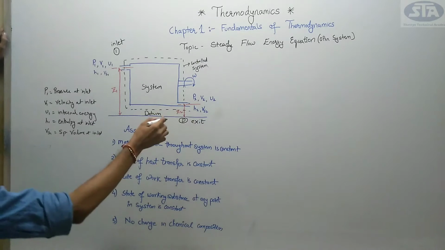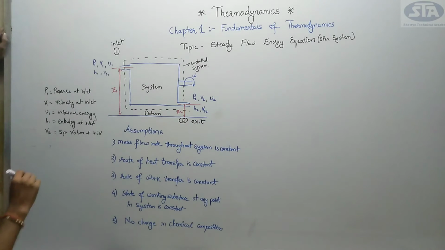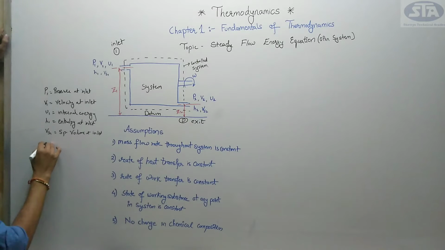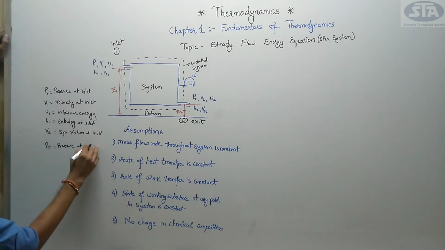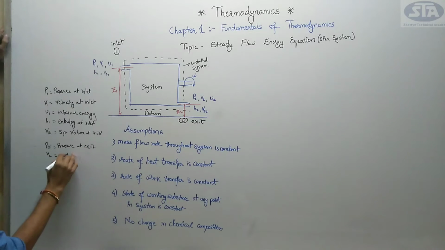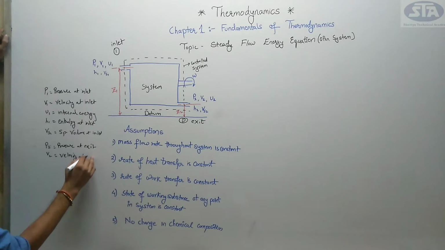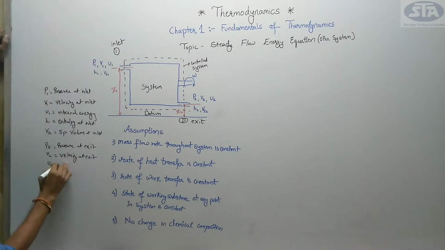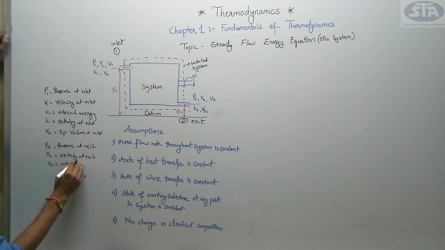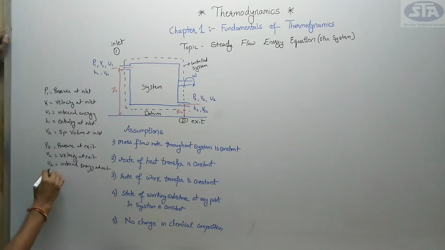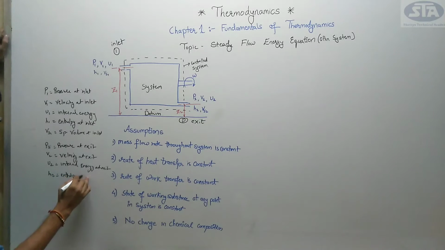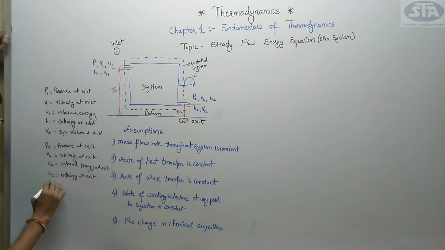Next, similarly we can write for P2, V2, U2, H2 and Vs2. We write P2 equals pressure at exit, V2 velocity at exit, U2 internal energy at exit, H2 enthalpy at exit, and Vs2 that is specific volume at exit.